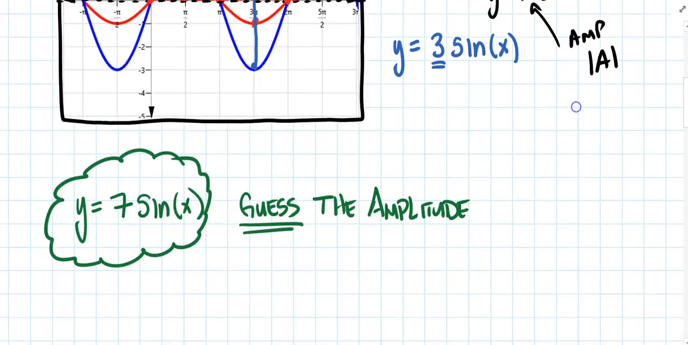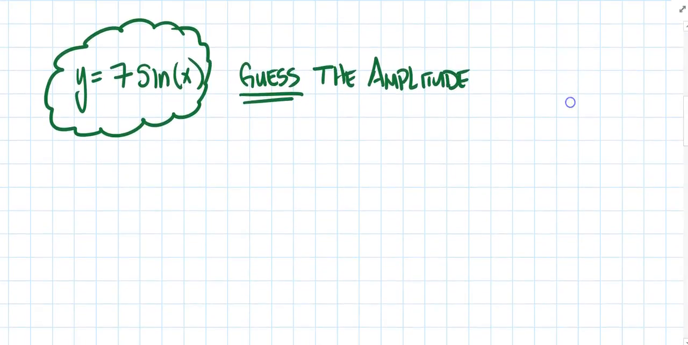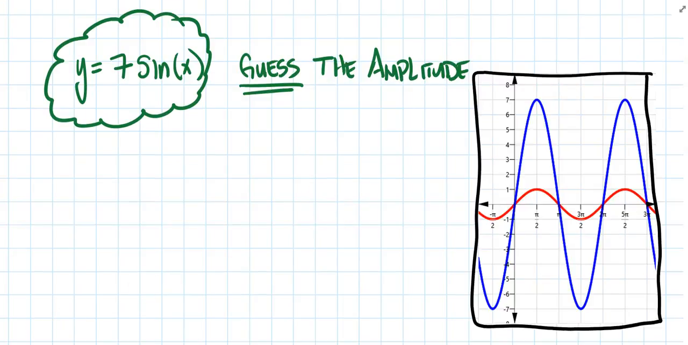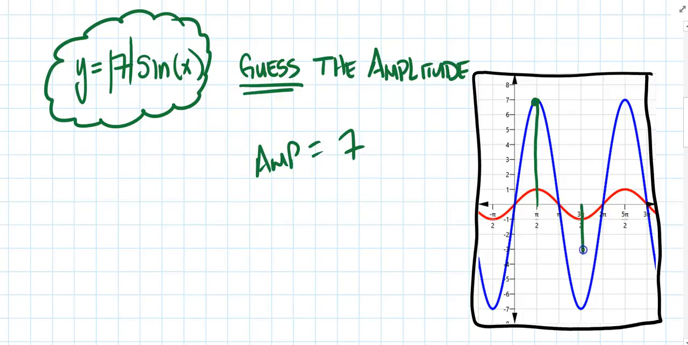So here's a quick little guess for you. In this problem, y equals 7 sine of x, can you guess the amplitude? Hopefully all of you guessed the amplitude is equal to 7, because the absolute value of 7, of course, is 7. And for a visual, the distance from the midline to the top is worth 7 units, and the distance from the midline to the lowest point on the graph is also worth 7 units. So we have an amplitude of 7.